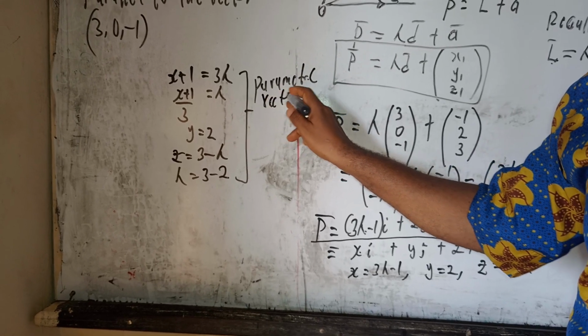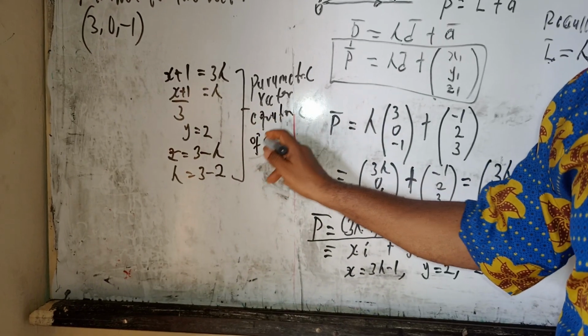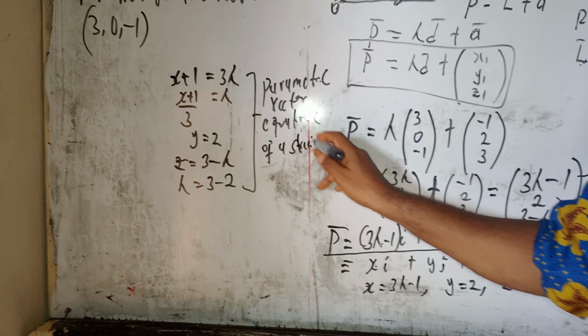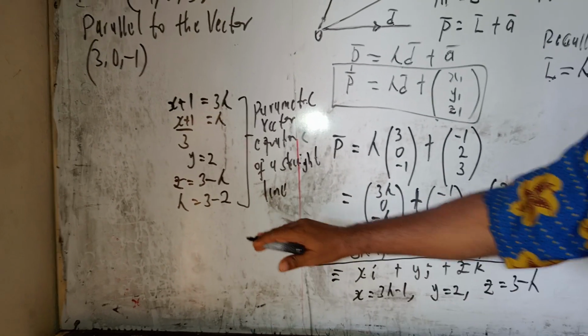The vector equation of a straight line. Yeah, this is the end of this class now.